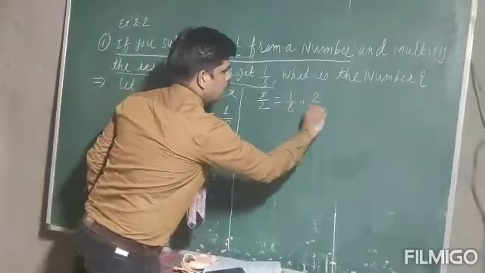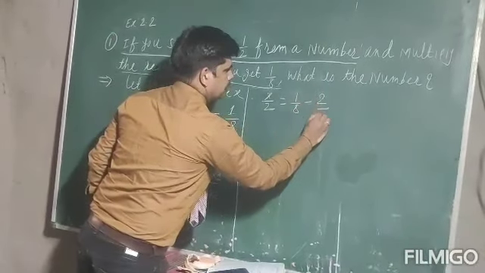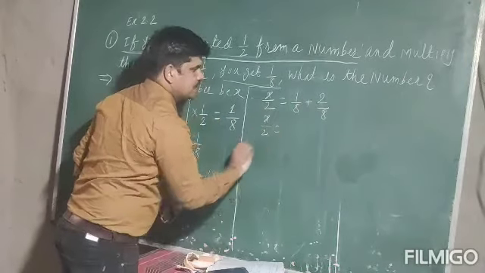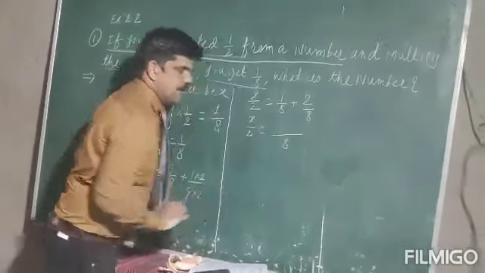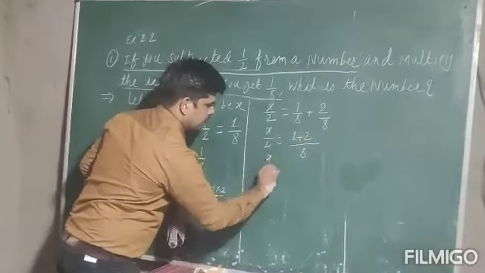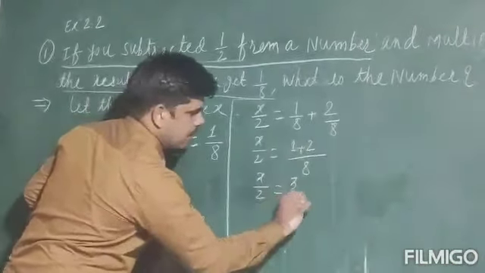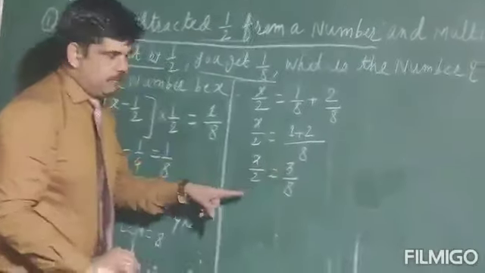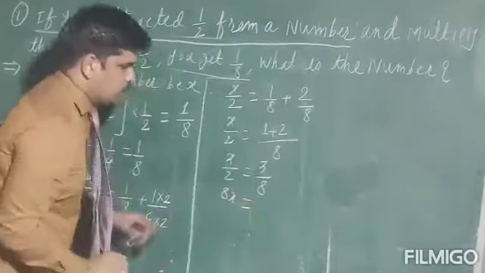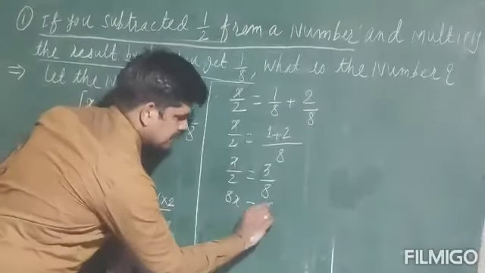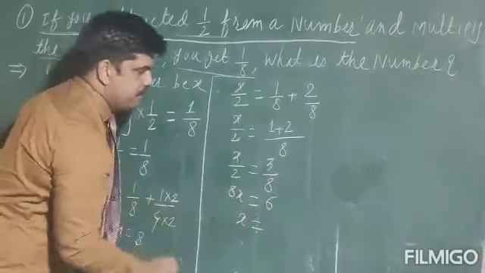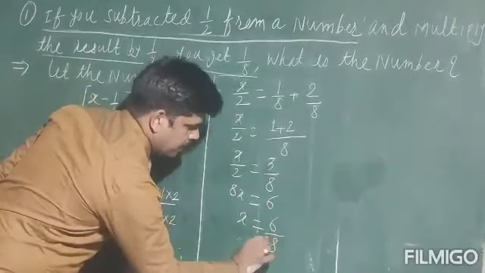So it is 2 upon 8. Okay. So x upon 2 is equal to, denominator is same, so as it is, numerator is 1 plus 2. So x upon 2 is equal to 3 upon 8. Cross multiplication, 8 into x, 8x is equal to 2 3s are 6. So x is equal to, 8 is multiplier, it will be divided on this side, so 6 upon 8.